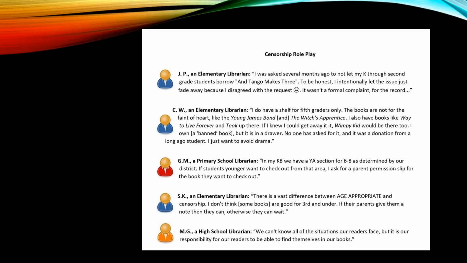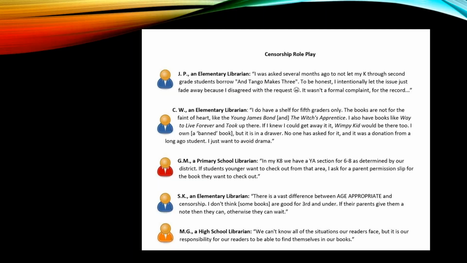And watching these people argue on Facebook was really a wake-up call to me because I had hoped, right, this is from Future Ready Librarians, so I had hoped people who had self-defined as being future ready would not be trying so hard. And if you look at CW, right, CW wants to put more books on restricted shelves. CW does not like having those dirty books in their library at all. And they want to avoid that drama at any cost.